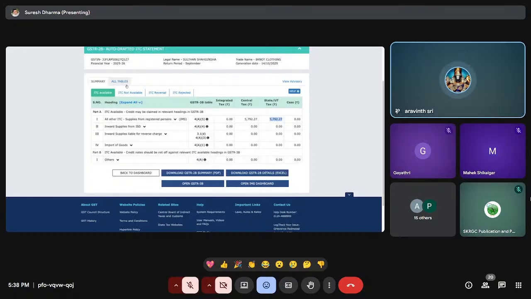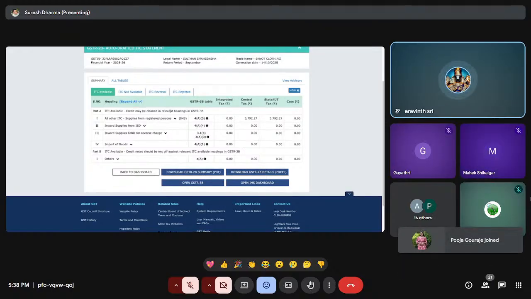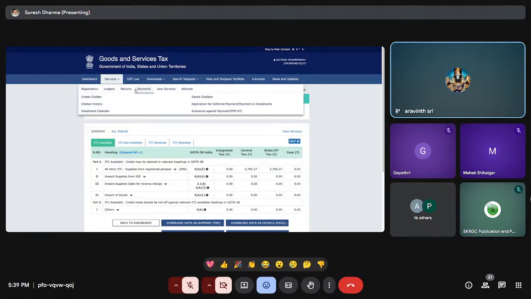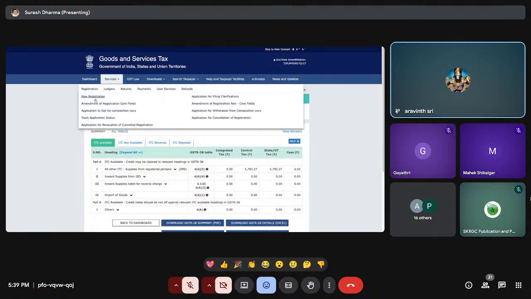So what is meant by ITC not available? This 5,792 is the ITC available. Before we see ITC not available, we are going to see, one minute.